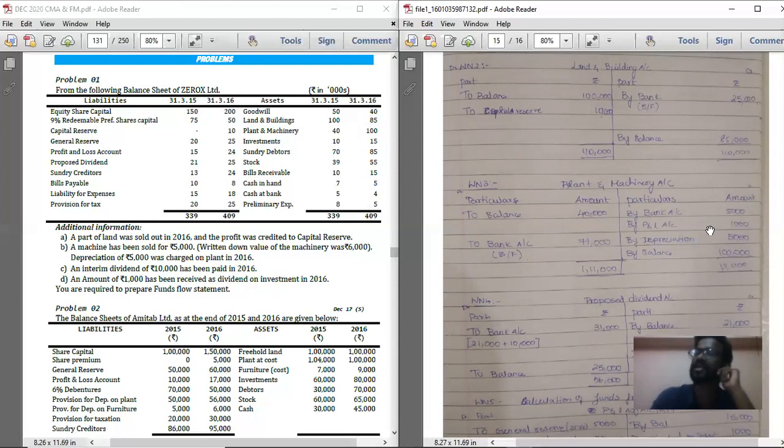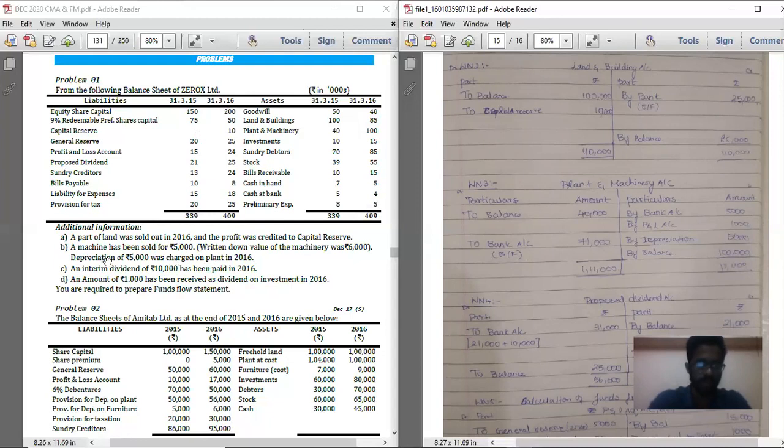So simple, understand this. Just remember the P&L account. When there is loss, you will put it on the debit side. When there is profit, you will put it on the credit side in the ledger account. So here it is loss. So you will be putting it on the debit side of the P&L account. So in the plant and machinery account, you should put credit side. So by P&L 1,000.